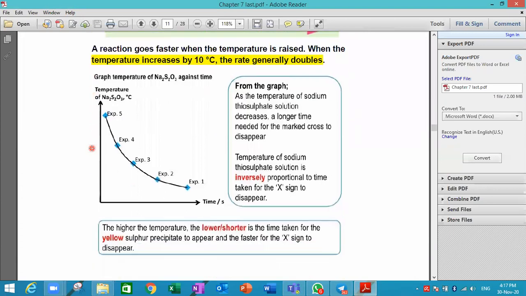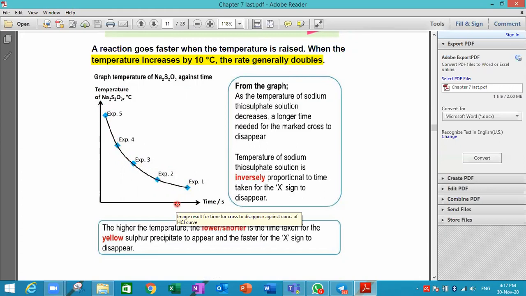So if we draw the temperature of the sodium thiosulfate, or the temperature of the reaction mixture, against time, we will find that as the temperature increases, the time needed for the cross to disappear is small. This means that the rate is faster. But as the temperature decreases, it will take more time for the cross to disappear, and this means that the rate becomes slower.